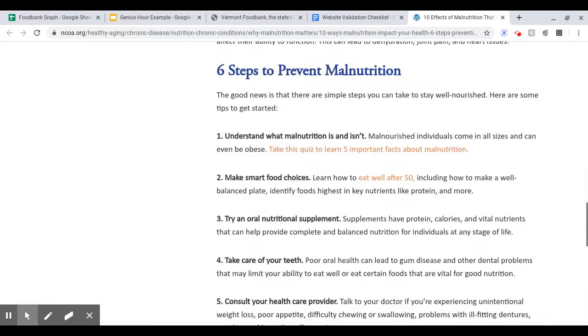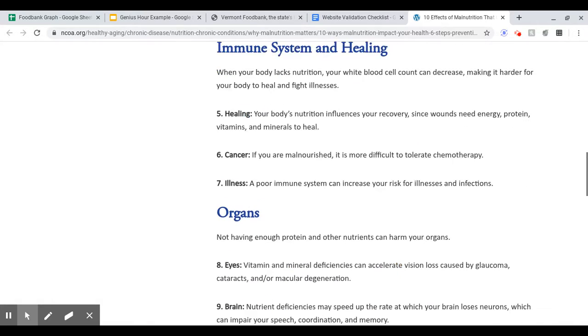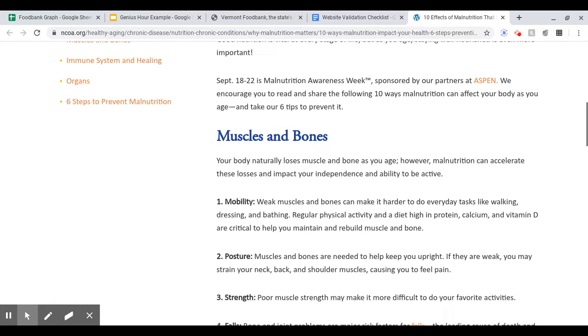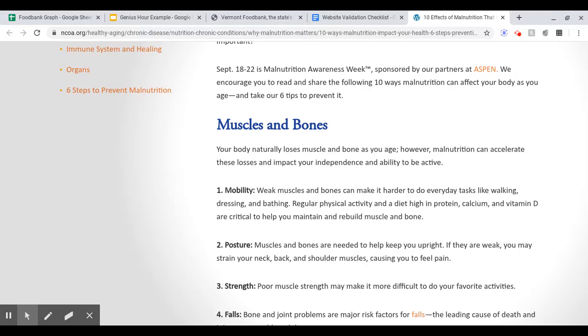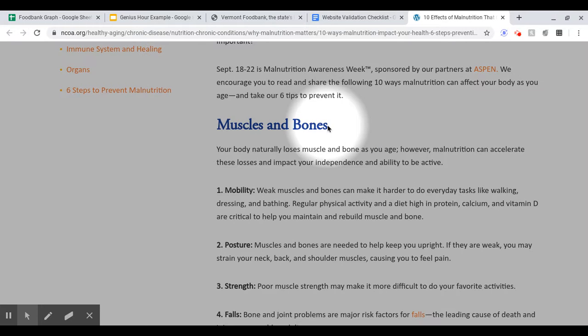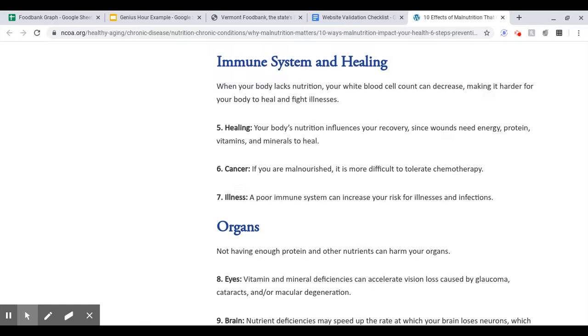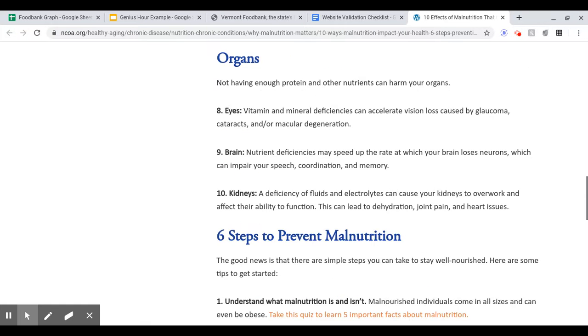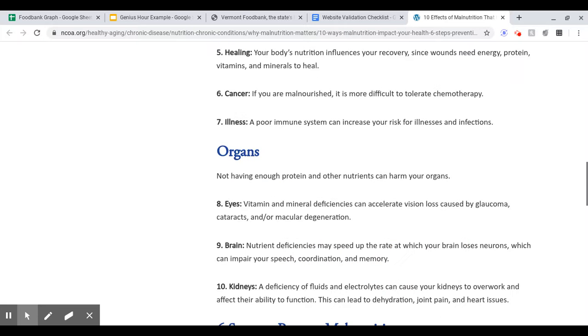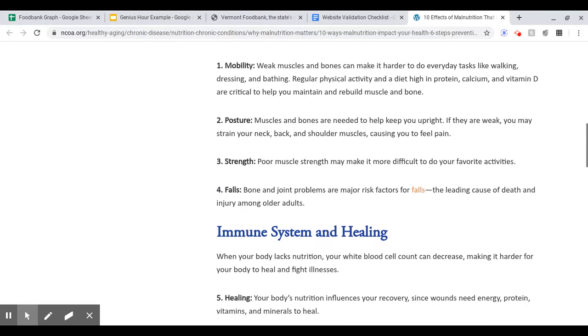So now I'm able to come in here and take some notes. So what I can see is the thing that I like about this site is it breaks it down into categories. So it talks about malnutrition to muscles and bones. Then it talks about the immune system and healing. And then it talks about internal organs. So I like the fact that it gives me some pretty quick ways to sort through the information.